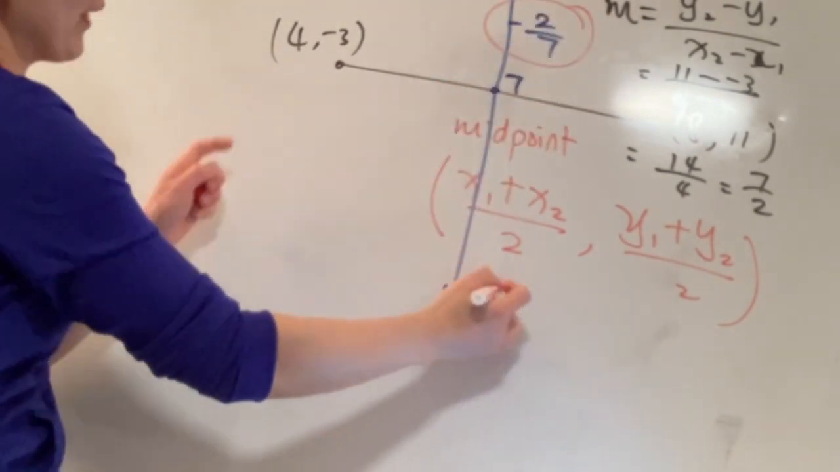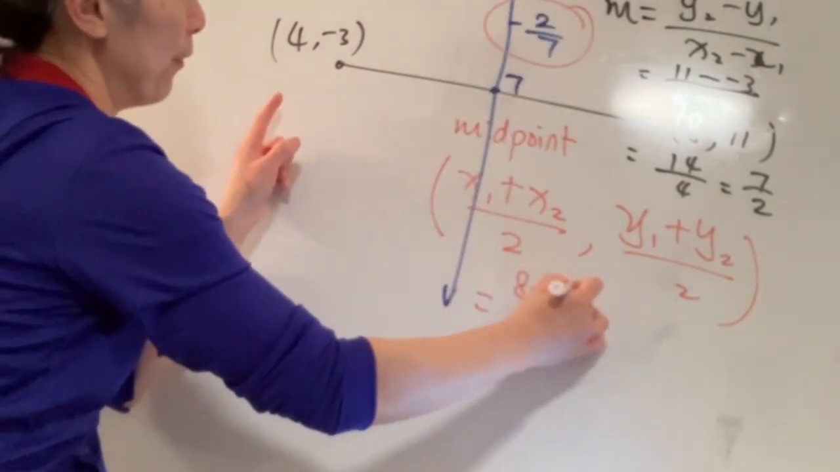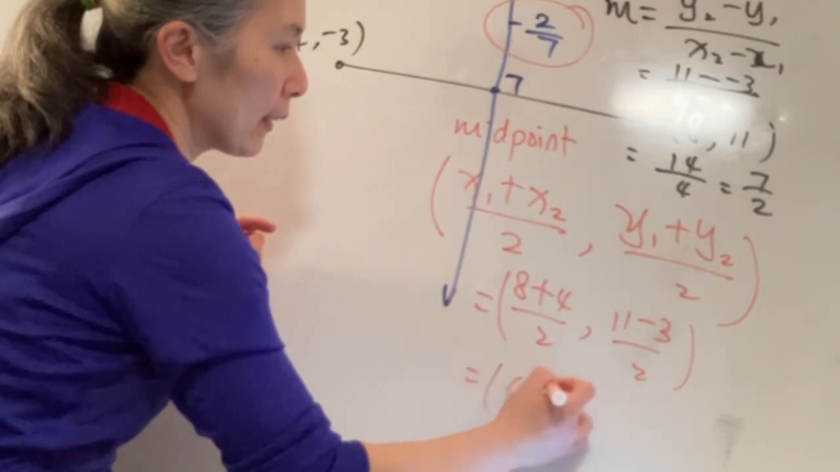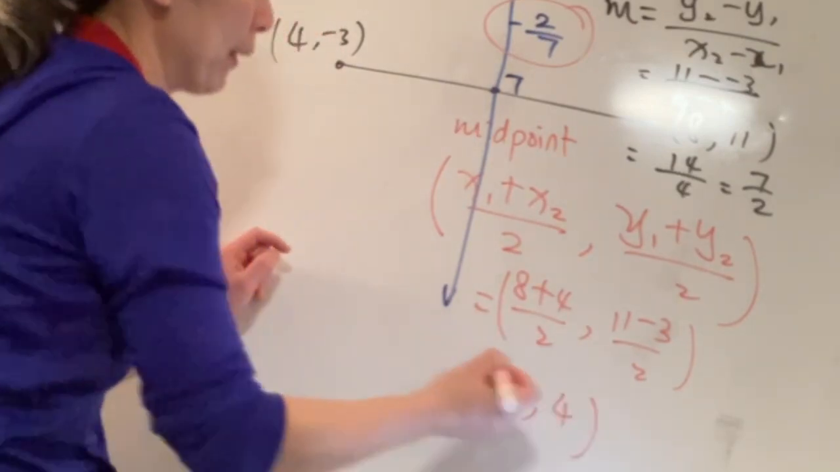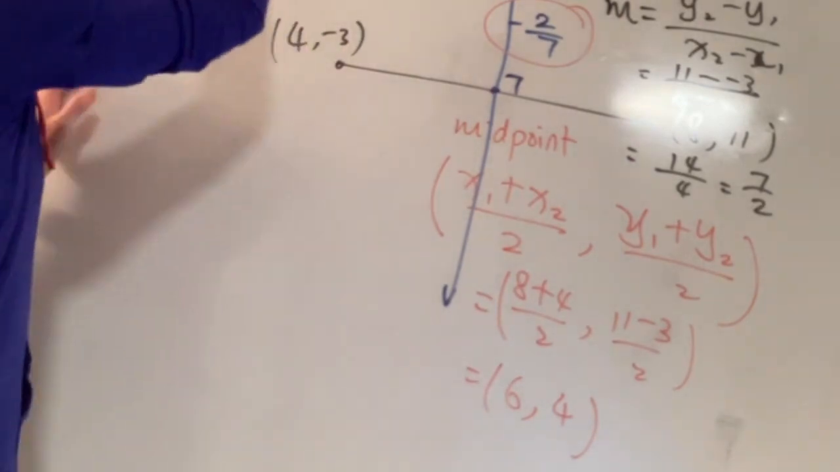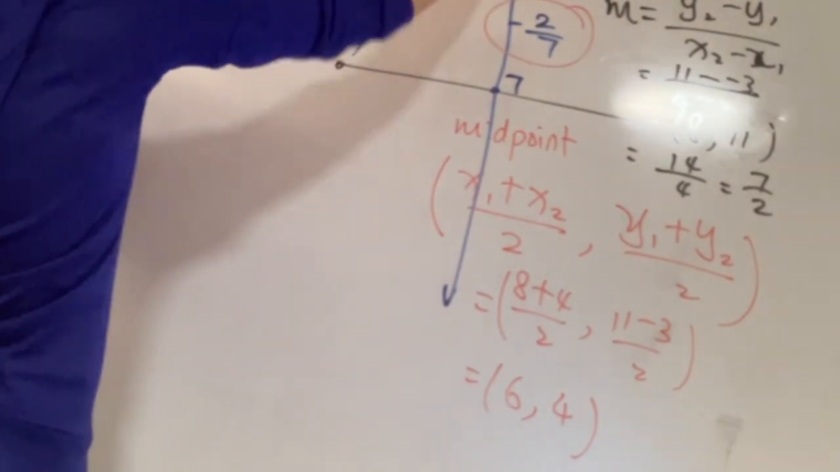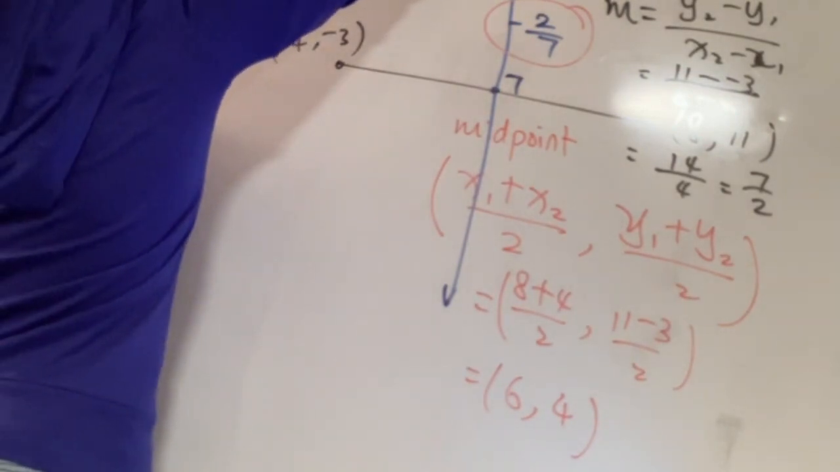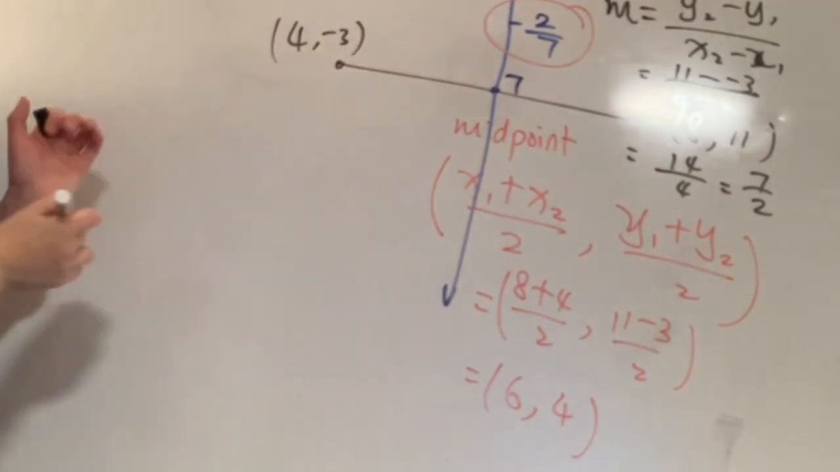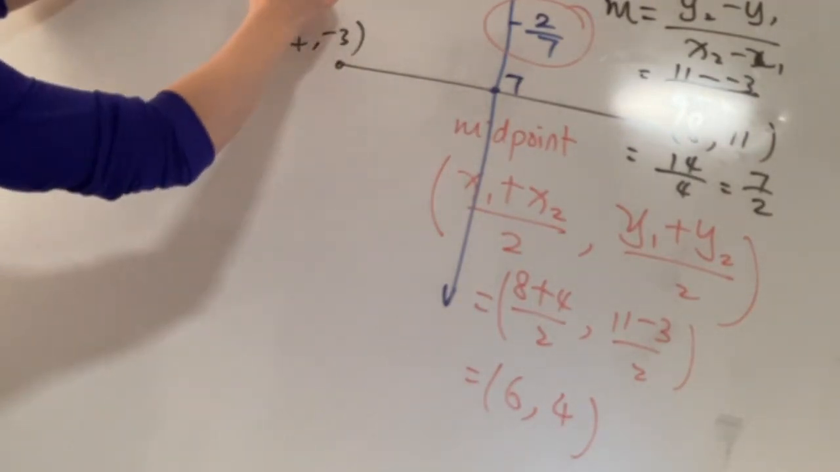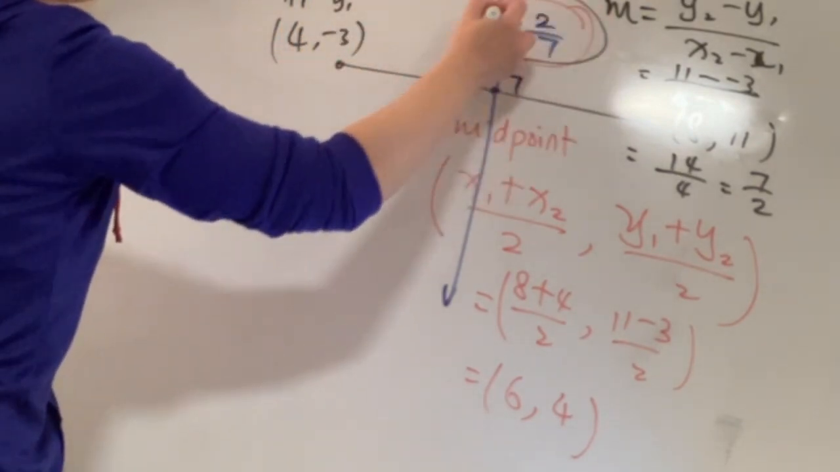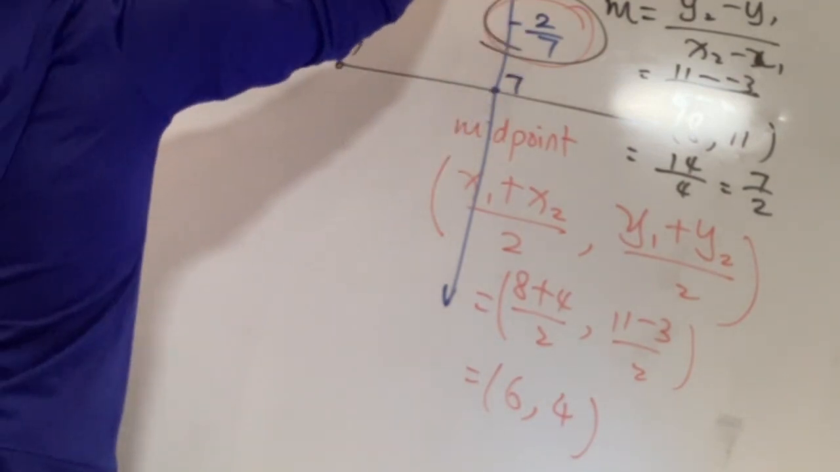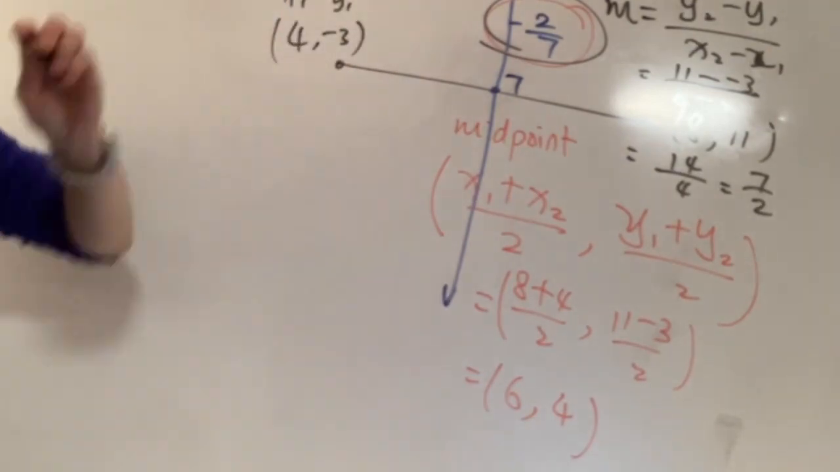You have a point. Let's work out this point as well. So it's going to be 8 plus 4 divided by 2, 11 minus 3 divided by 2. 6, what's that? 8, 4. Now you can use the equation formula: y minus y1 equal to m times x minus x1. Use that formula to find it out. Your x1, y1 is here, and your m is here. So we are going to have y plus 3 equal to gradient times x minus 1.